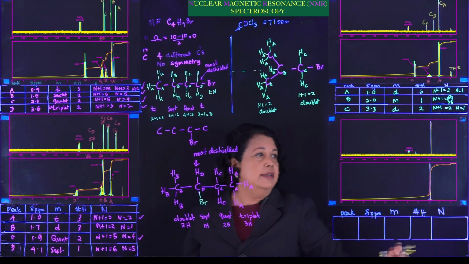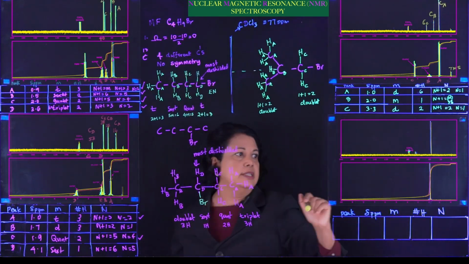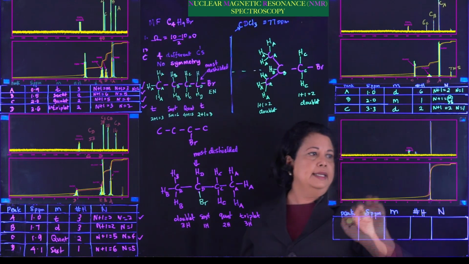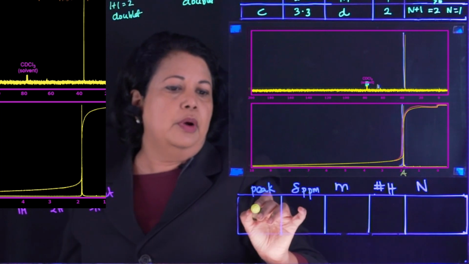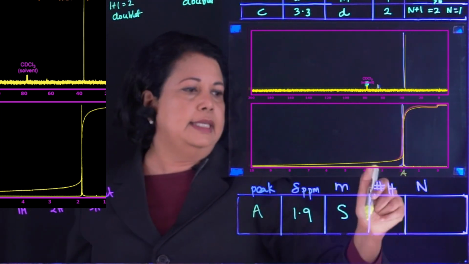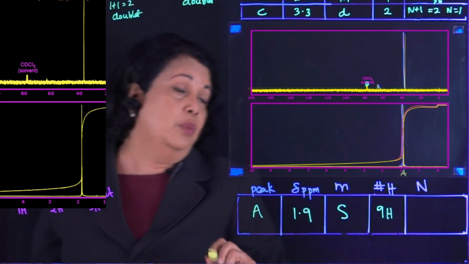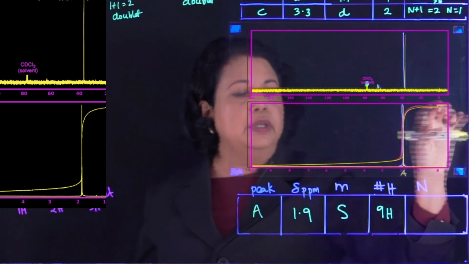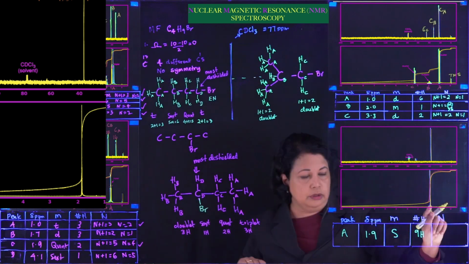How would you get all of the hydrogens? How many hydrogens? There are 9 hydrogens underneath this peak. So the peak is, there's only 1, and it's at 1.9, singlet. There's no multiplicity here. 9 hydrogens. Okay, well, how do you know it's 9? It's probably going with the TMS. So we know there's only 1 peak. So we know all 9 are here.